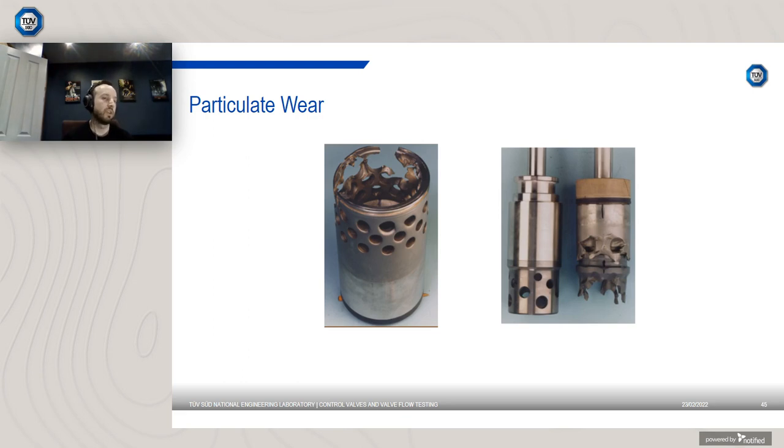And this is a sort of dramatic example of particulate wear. This is the internal cage from a control valve, and you can see that erosion has essentially eaten away at the cage. So that valve's no longer going to perform as intended. You might set that valve in a particular position, but because there's been so much material loss, the CV characteristic again is going to change as well.